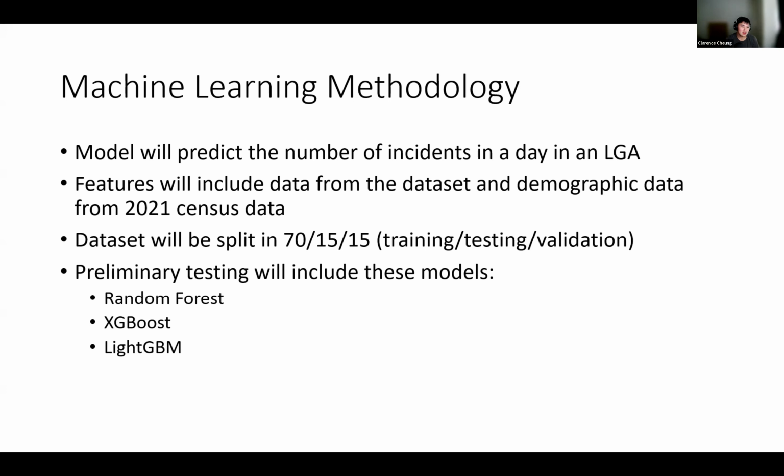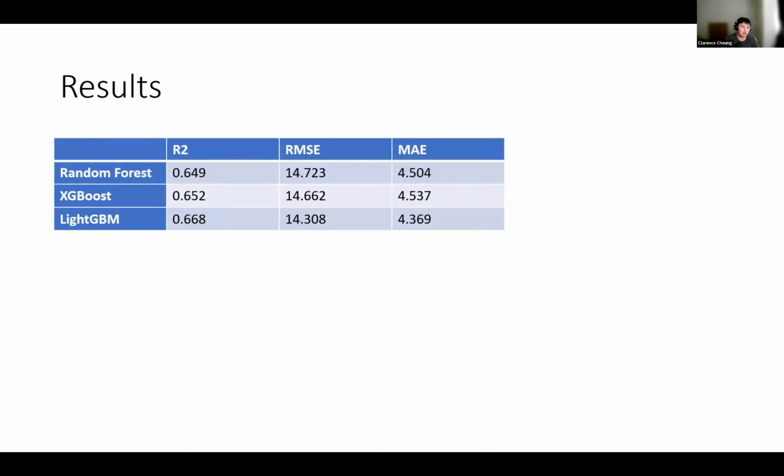Using this data set, we will be splitting it into a 70-15-15 split. So 70% of the data will be put into training, 15% will be put into testing, and 15% will be put into validation. At this stage, we're testing only 3 models. Preliminary testing will include Random Forest, XGBoost, and Light GBM. So the results from these 3 models.